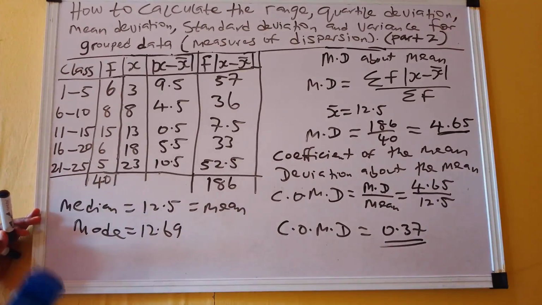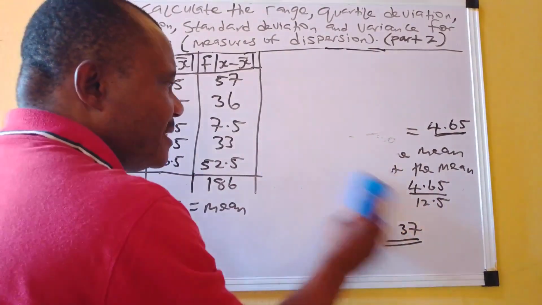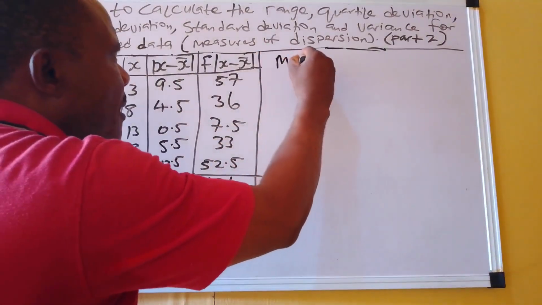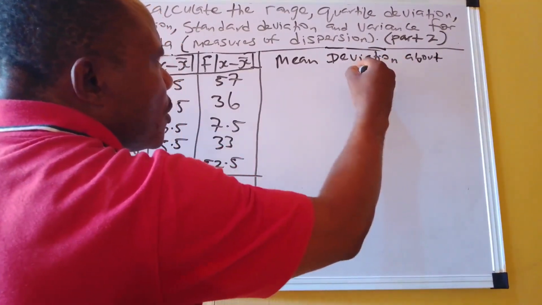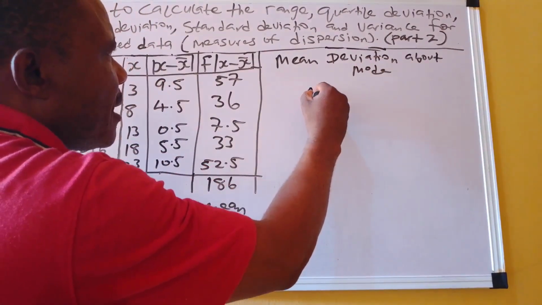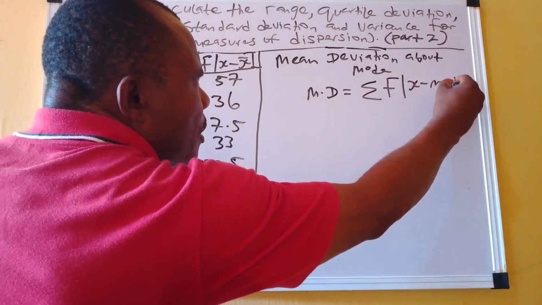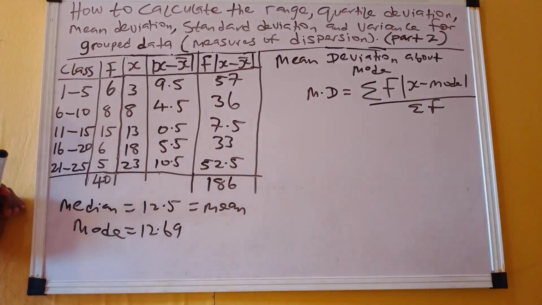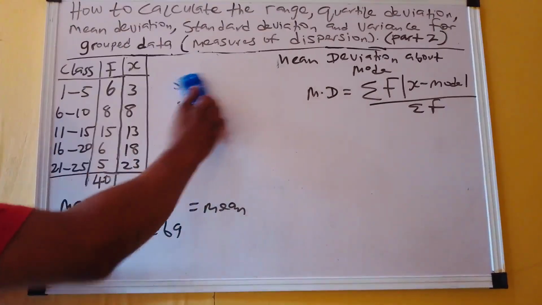Since the mean deviation about the median and the mean deviation about the mean are the same, because the mean and the median are the same in value, now we are looking at the mean deviation about the mode. The mean deviation is given as MD equals summation F times the absolute value of X minus mode, all over summation F. So we are going to recreate another table for the mode. Permit me to clean the one we used for the mean.